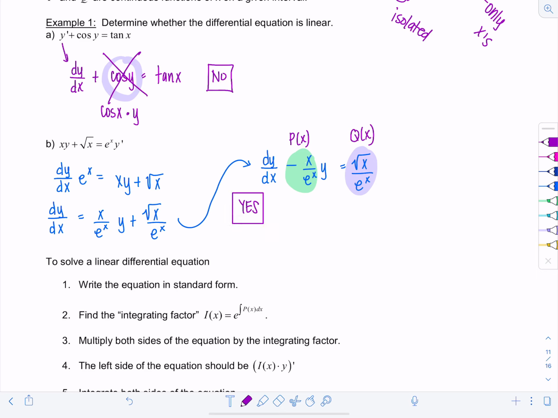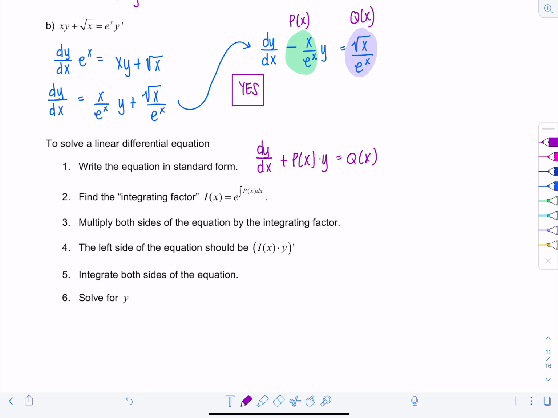That being said, how do you solve it? Well, here are the steps. So first thing, write it in standard form. Standard form is when you have dy/dx plus p of x times y equals q of x, like we did up above. Then you're going to find the integrating factor. I'll explain what that is in a hot second. I of x equals e raised to the integral of p of x dx. You're going to multiply both sides of the equation by the integrating factor. Then the left side of the equation should be I of x times y prime. Or I usually write it as d/dx of I of x times y.